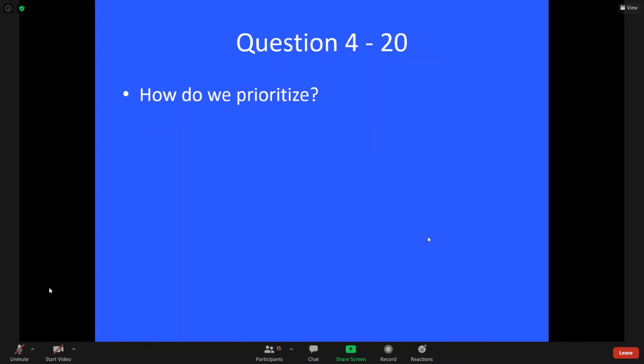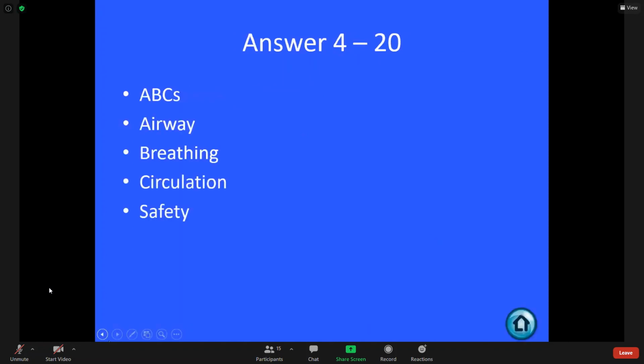Okay. Yeah, and the easiest way to remember that is by doing your ABCs. When you look at your patient's airway, breathing, circulation, safety, okay? Your patient who is having an asthma attack has airway issues. Your person that has pulled out their IV has circulatory issues.